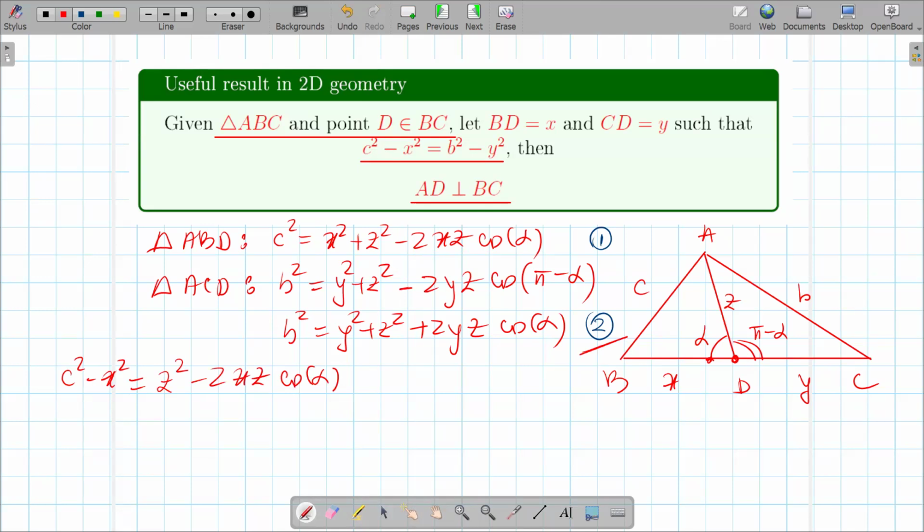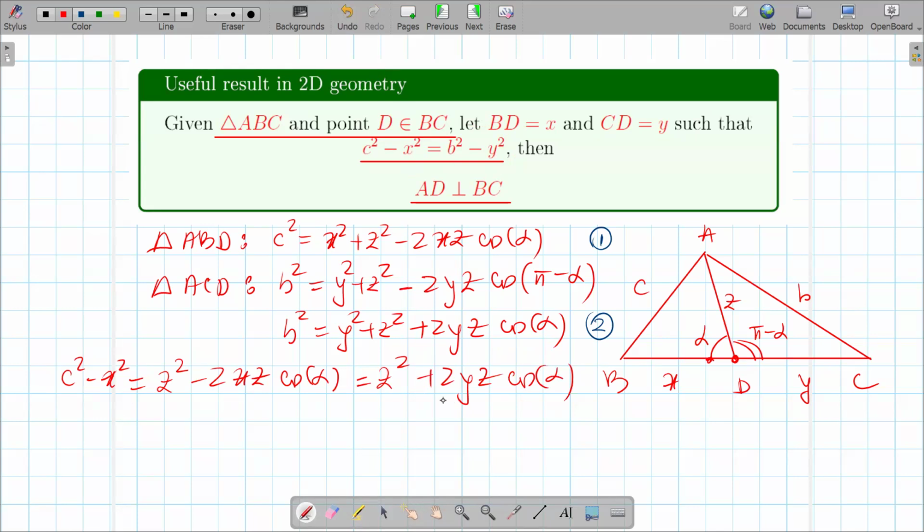And if we look at relationship number two, and we move y squared over to the left-hand side, we get b squared minus y squared, which is equal to c squared minus x squared, no? Which is equal to this. So this is going to be equal to these two terms that are left over on the right-hand side here: z squared plus 2yz cos of alpha, no?